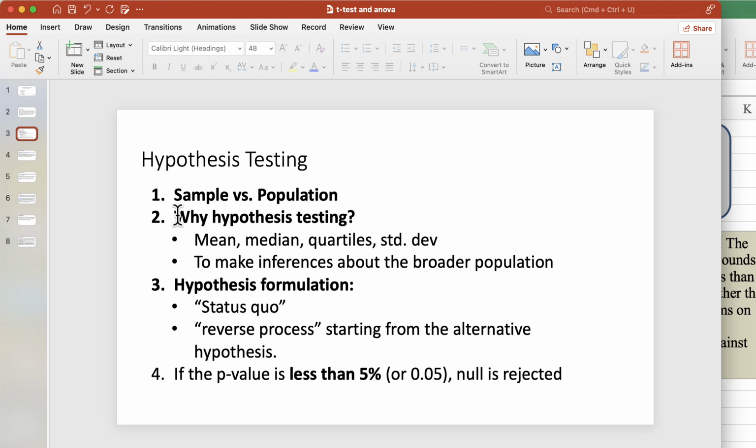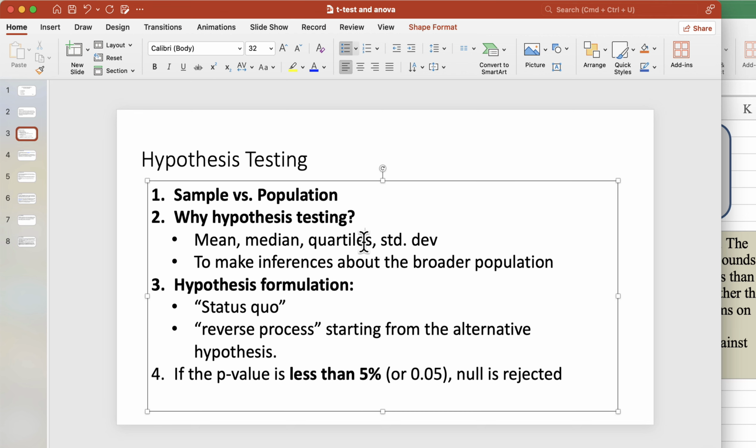The next question is why hypothesis testing matters. Given that we may have mean, median, quartiles, standard deviation, variance, and other statistical tests, then why do we do hypothesis testing? We do hypothesis testing because we want to make inference about the broader population. Now in this case, we have collected a sample. For example, our sample comprises 36 cans of coffee. Based on that small sample, we want to make an inference about the broader population. We want to see what's the probability that whatever we are getting from the sample also applies to the population. And for this purpose, we do hypothesis testing.